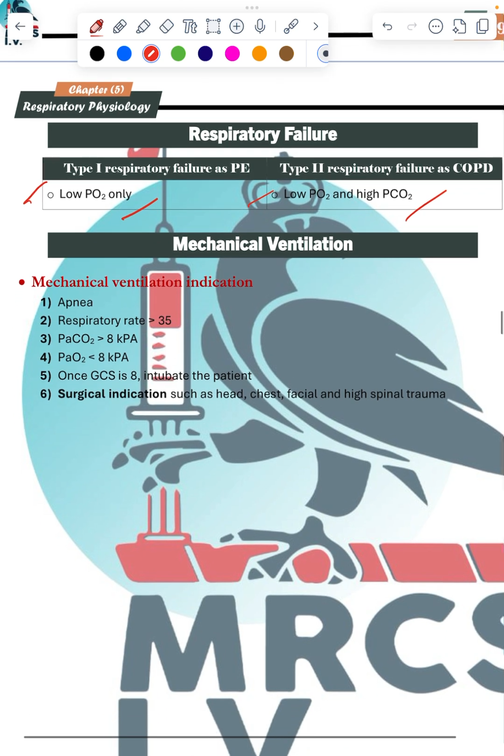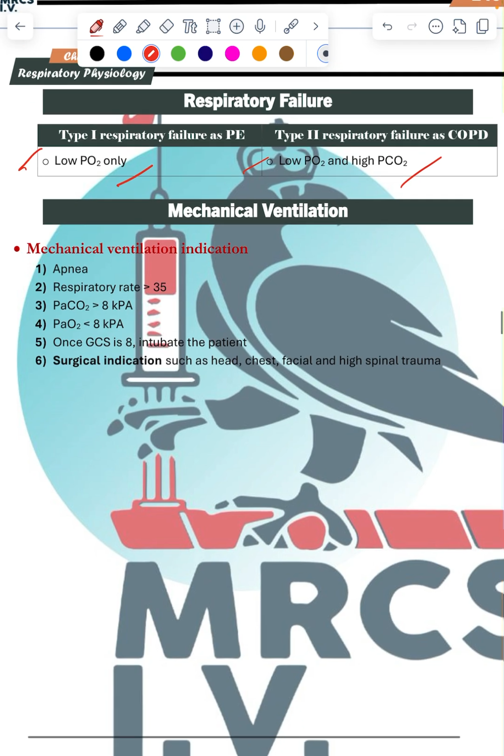What is mechanical ventilation? It is ventilation induced in apnea or respiratory distress. Whenever there is respiratory distress with respiratory rate more than 35, partial pressure of CO2 above 8, partial pressure of oxygen below 8, or Glasgow Coma Scale less than 8, intubate the patient. Also in surgical induction, head, chest and facial injuries.